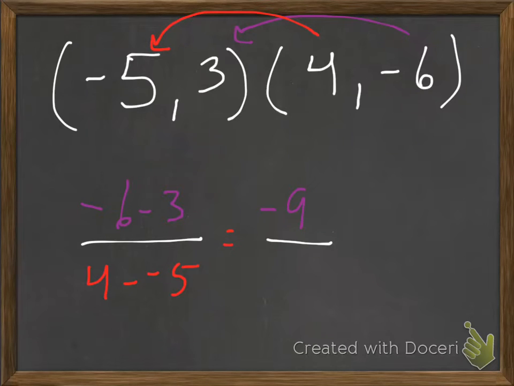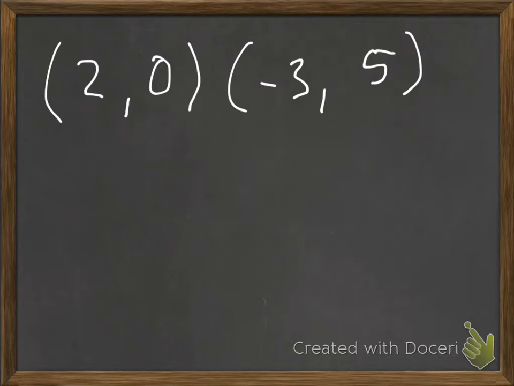4 minus a negative 5. Well, minus a negative turns it to plus. 4 plus 5 is 9. Negative 9 divided by 9 is a negative 1. Hopefully you got negative 1. If you wrote down negative 1 over 1, I would accept that. Alright, try your second one. Go ahead and pause this video, give it a try, and let's see how well you did.